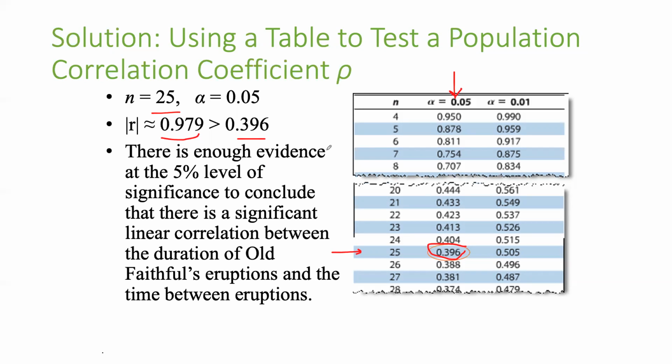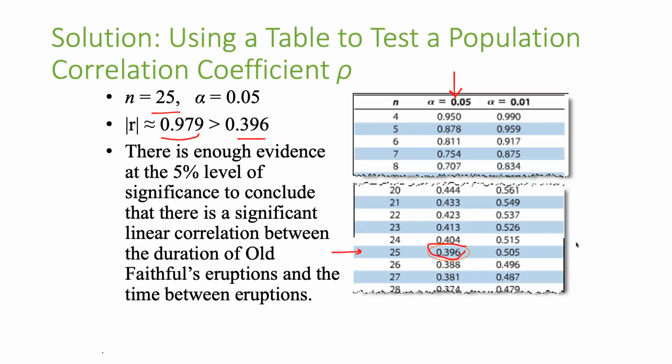I hope that's clear. You can use this table to basically establish whether a correlation between two variables is significant or not. Okay.